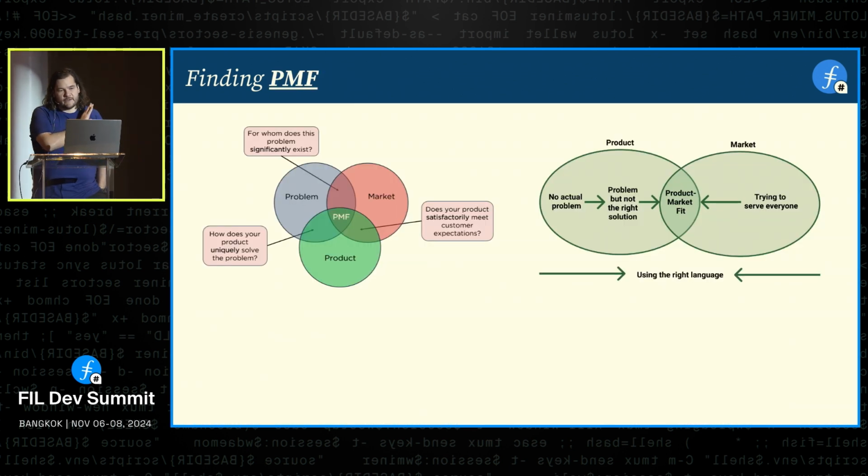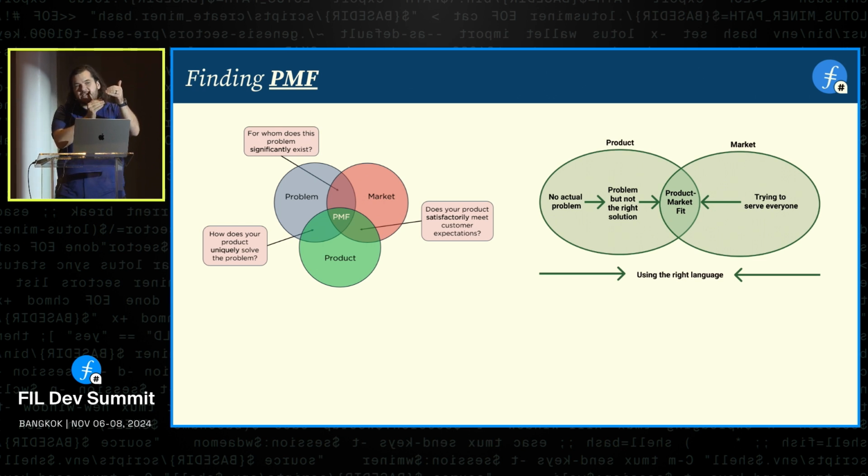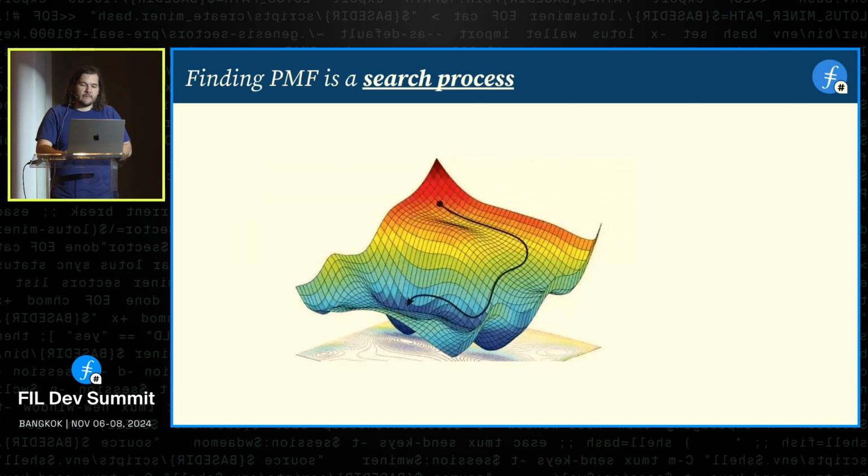So as John described, finding PMF is a search process. You have to find the right intersection of problem, the right market where there are a lot of people that have that problem and are willing to pay for it. And you have to build a product that intersects with that. And over time, you're nudging the product to find the right structure that meets the market. The thing that you have built may not fit the market, and so you have to nudge it over time. And so it's fundamentally a search process.